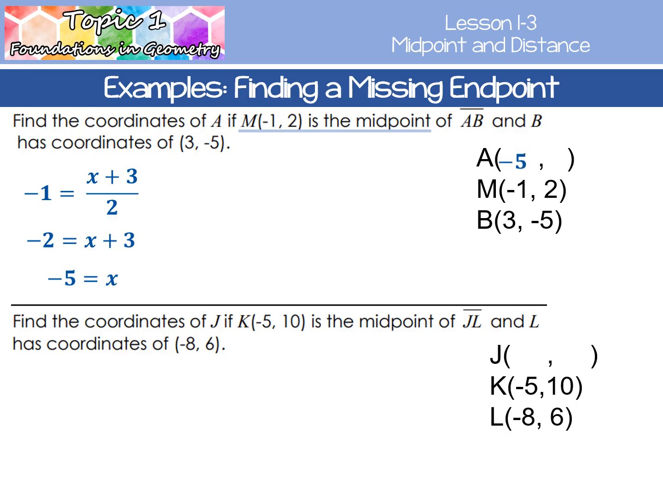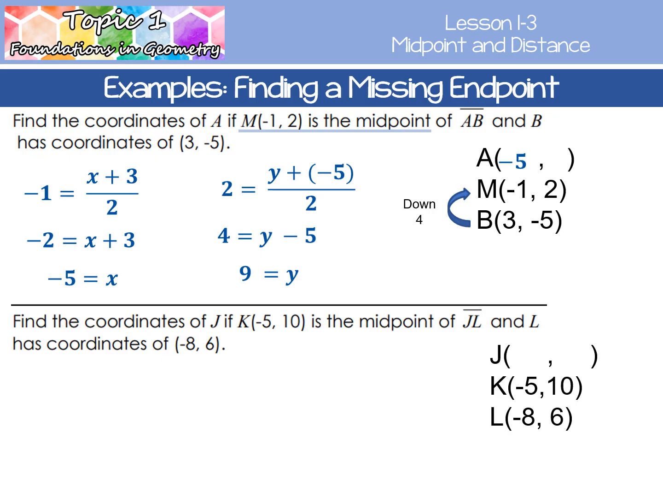We could do the same thing for the y's. We know that the midpoint y value is 2. We don't know one of them, so I put a y there. The one we do know for point B is negative 5. So calculate, so multiply both sides by 2. We get 4 equals y minus 5. Add 5 to both sides. Y is 9.